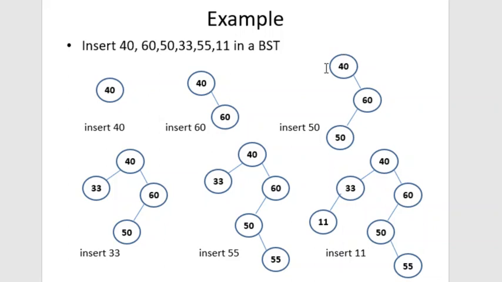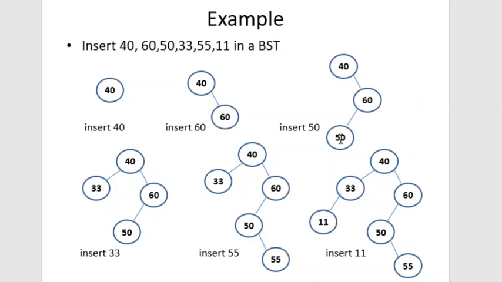So start the comparison from the root node. So 40 is compared with 50, 50 is greater than 40, so obviously the node is to be inserted to the right of 40. Now to the right of 40 we have the node 60. Now compare 50 with 60. 60 is greater than 50, so 50 should go to the left of 60. So create a new child to the left of 60 and insert the value 50 there.